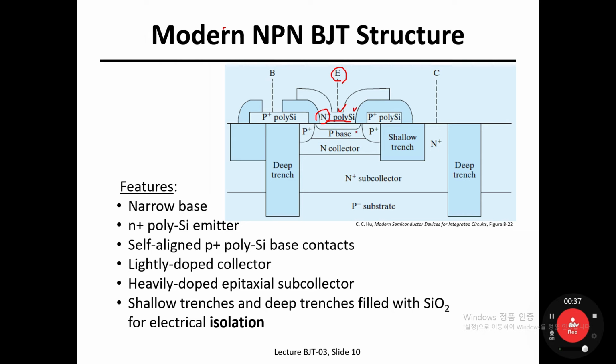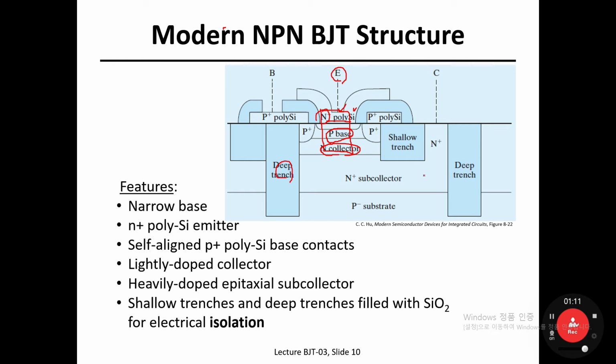Why polysilicon is better than crystalline silicon for improving BJT device performance will be studied soon in the upcoming lecture note. And you can see the p-type base and n-type collector. So the core part of the BJT device has been built in this part. However, there are many different parts other than the core parts. What else do we have?